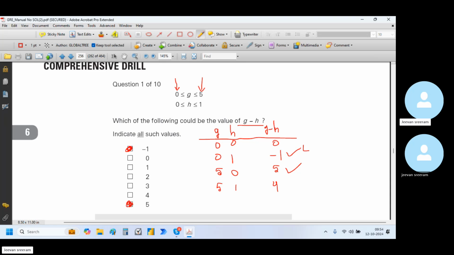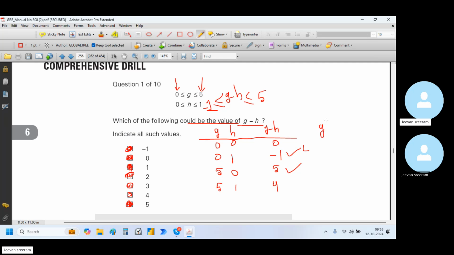So the extreme values of g minus h are minus 1 and 5. I mean, the range. What could be the value of g minus h? Means all the possible values. So all are correct. Right. So g minus h can be written, the lowest is minus 1, so minus 1 less than or equal to g minus h less than or equal to 5. Whatever values you see in the options between minus 1 and 5 inclusive should be your answers. So all are correct answers.